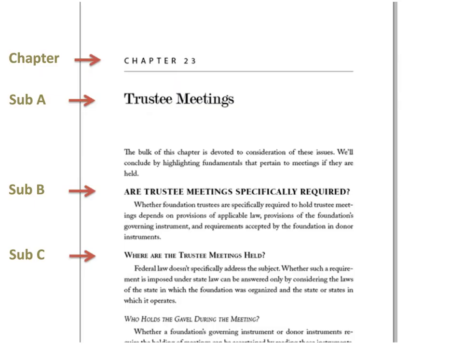And here's my example. This is a real page from a kind of legal book about trustees and foundations. And you can see right on this one page, we have this hierarchy showing the chapter number. And here is actually the chapter title. It looks like my labels on the left have shifted a little bit. But basically, chapter 23 is the chapter number. Trustee meetings is the chapter title, so it's bigger. The subhead A, trustee meetings specifically required, has to be smaller, subservient to the chapter title. Sub B, where the trustee meetings are held, has to be subordinate to sub A. And way down at the bottom, who holds the gavel? That has to be subordinate to sub B and sub A. And they all have to be consistent throughout the book.